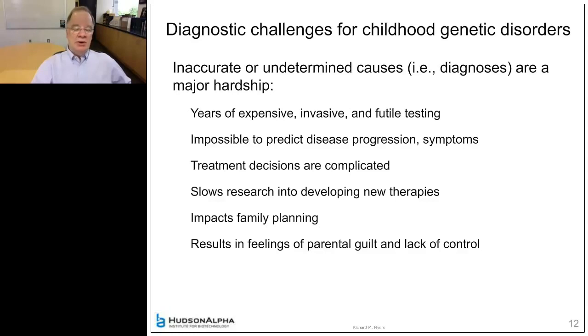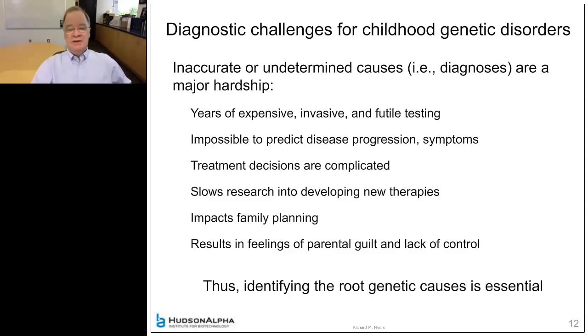You can't make any kind of prediction, if you don't know the cause, about how this is going to progress or what's going to happen. Certainly we don't have much that you can do for treatment other than trying to treat the symptoms. We don't know anything about how to treat, how to think about new therapies, if we don't know the causes. Parents are trying to decide, do I want to have more children or not, given that we've had this problem? And of course, there's a serious problem of parents feeling that it's their fault.